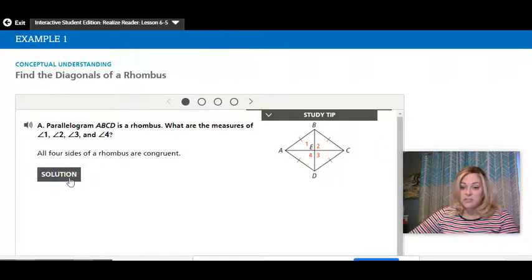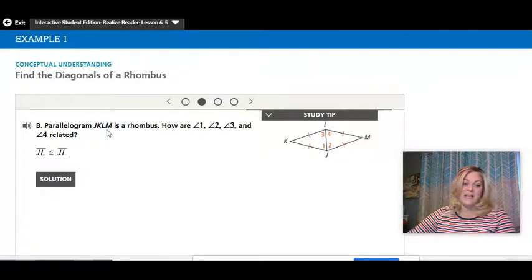Now, the solutions are here. You can look up the solution step-by-step explanation. But if you remember the properties of a rhombus, those diagonals will always intersect at a 90-degree angle. So if they intersect at a 90-degree angle, angles 1, 2, 3, and 4 would all be 90. And look at that solution. Take the time to look at it.